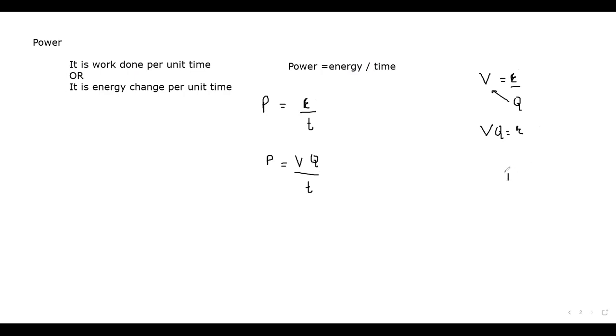And what is the formula for current? The current is charge divided by time. So this Q divided by T, I can replace by current, or I. So I can say the power is the product of voltage and current, or P is equal to V multiplied by I. So in electricity, normally voltage and current are given. That's why we use this formula. The other formula is also correct, which is power is energy divided by time. But normally in an electrical circuit, you don't have energy. Normally voltage, current, or resistance are given. So you can use these values and find the power.